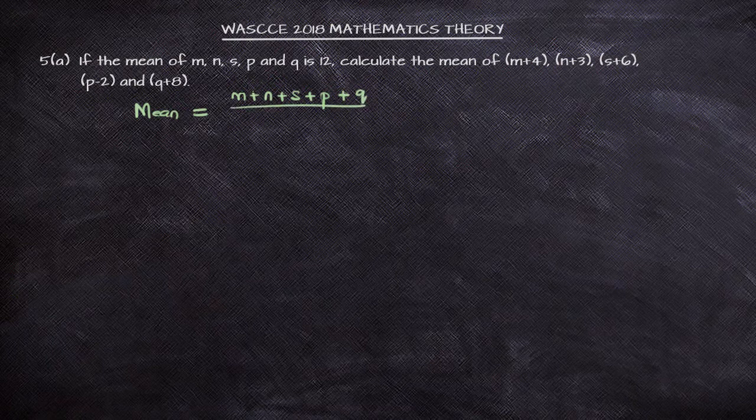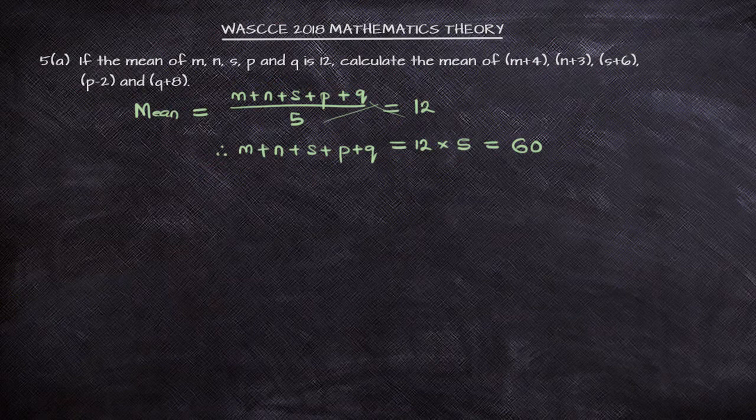Now, here we have 5 numbers. That means the frequency is 5. And we have been told that that mean is 12. So, if you are to cross multiply on this particular equation we have, that will give us m plus n plus s plus p plus q is 12 times 5, which is 60. So we can keep that because we are still going to find it useful when we are using these other numbers: n plus 4, n minus 3, s plus 6, p minus 2, and q plus 8.